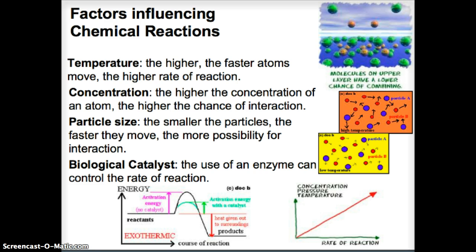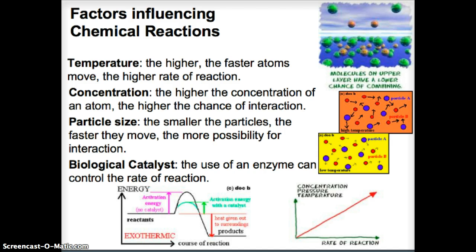When we look at things that influence chemical reactions, it's temperature. The higher the temperature, the more the molecules vibrate, the faster atoms move, and the higher the rate of a reaction is. Concentration is also important. The higher the concentration of an atom, the higher the chance of an interaction. If there's hardly any atom around, it's very hard to bump into another one. Particle size is important. The smaller the particles, the faster they move, the more possibility for an interaction we have.